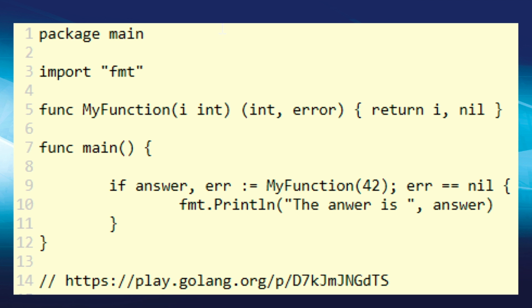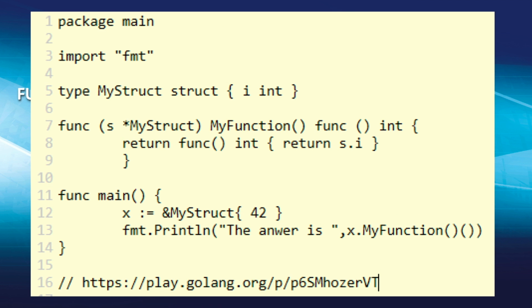Now, my function has a receiver, so it works on a pointer to my struct, and it returns a function. Functions are first-class citizens in Go. They can be returned.